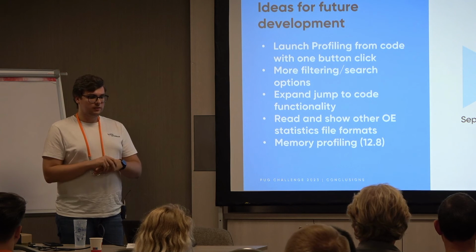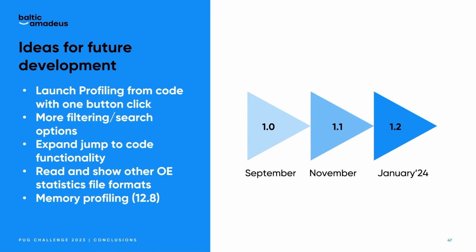And we have some ideas, as I mentioned, to maybe simplify launching profiling. Also more filtering and searching options. As you saw, we have basically three options, and there are possibilities to do more with that. Again, jumping to code, and jumping vice versa from code to profiler files. What we can also do is maybe integrate some other statistics files related to Progress, to read them and display them. And I don't know anything at the moment about memory profiling with Progress, but maybe it might be incorporated into this extension if there are some possibilities.